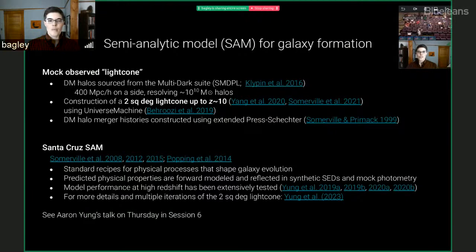And the Santa Cruz SAM is used to predict physical properties. They're forward modeled through the Roman SED filters, and it provides a catalog of mock photometry that also has source positions that are fully motivated by the dark matter halos underneath.